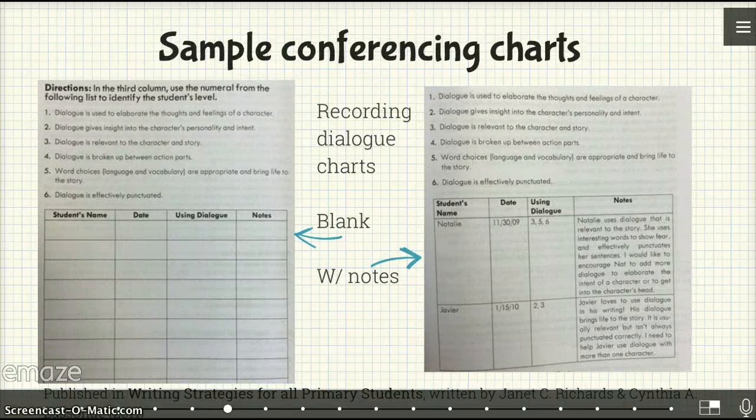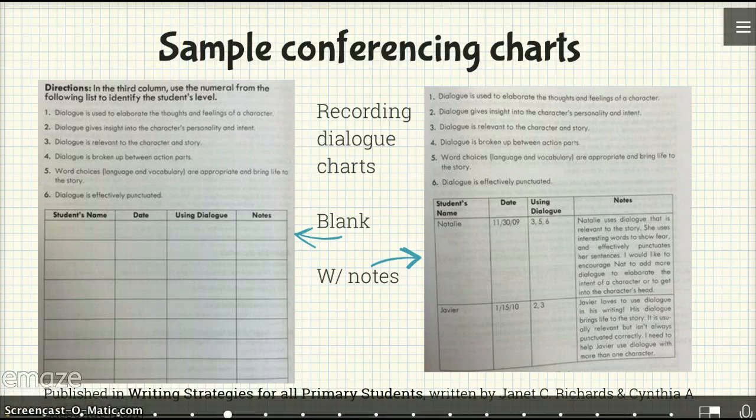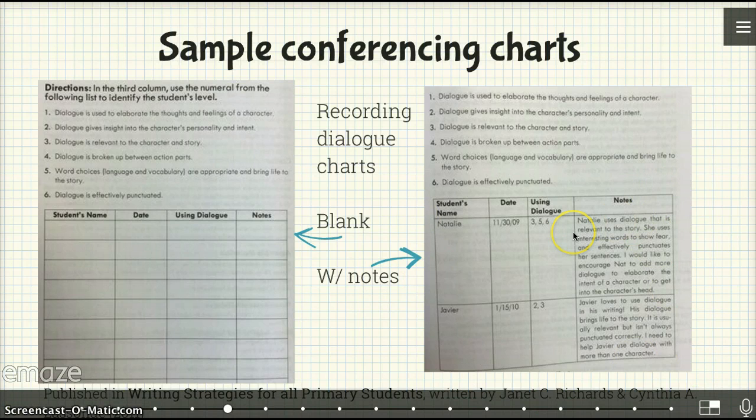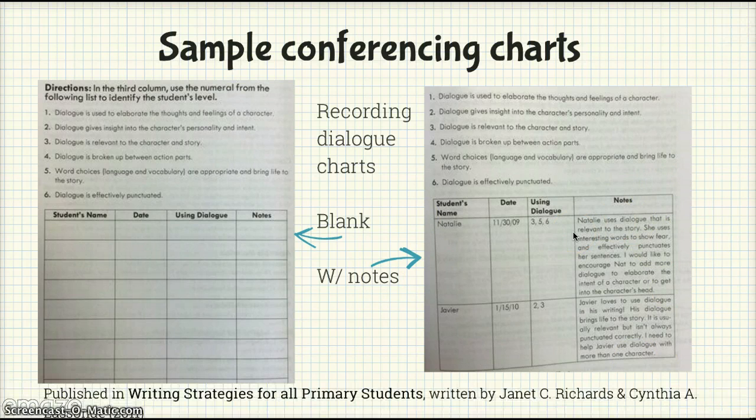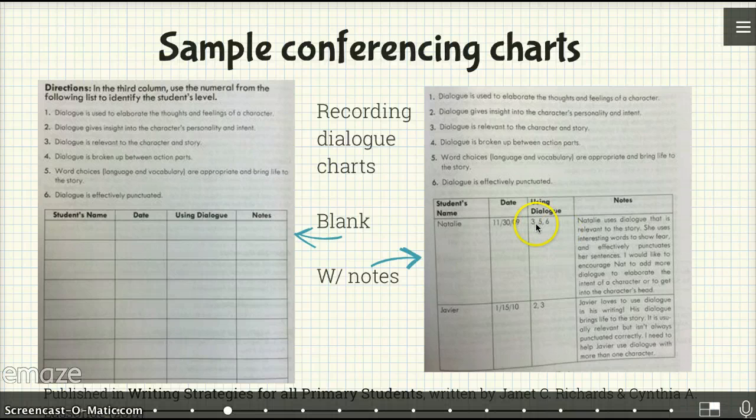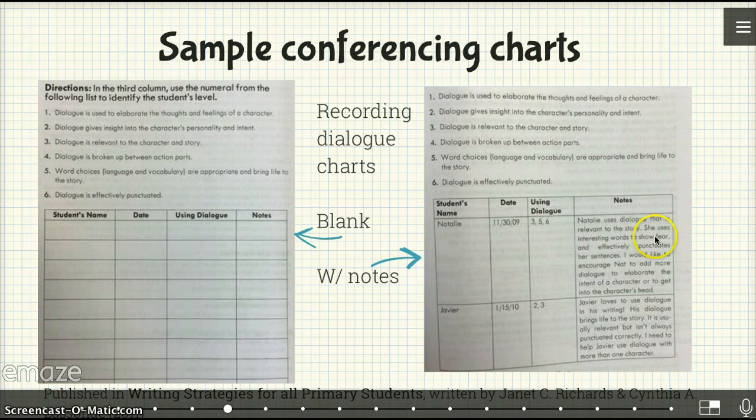So these are sample charts that I actually got from the book, Writing Strategies for All Primary Students. On the left, we can see a blank template. This is a great template because the dialogue is actually coded for you, so you can record student names and what ways they're already using dialogue. This is filled in for us on the right, where we can see this teacher has really looked at Natalie and Javier's writing and can identify what they're already doing and take some notes so that we know what mini lesson Natalie needs and what lesson Javier needs.